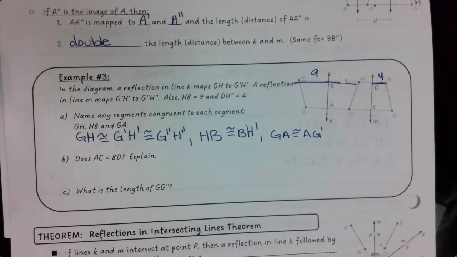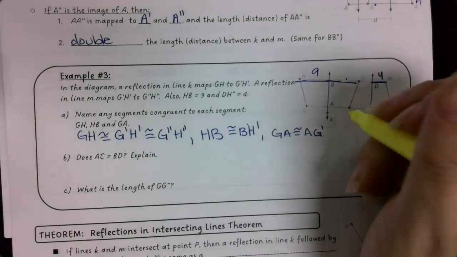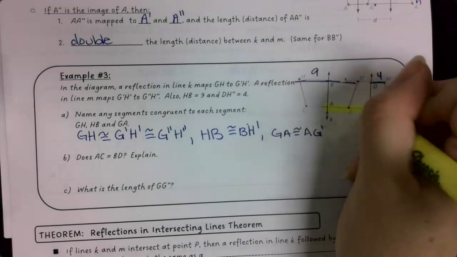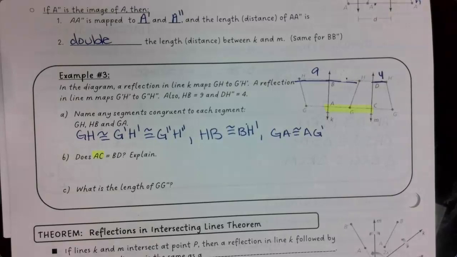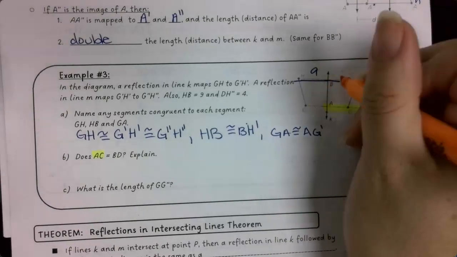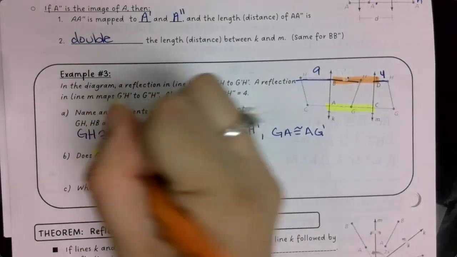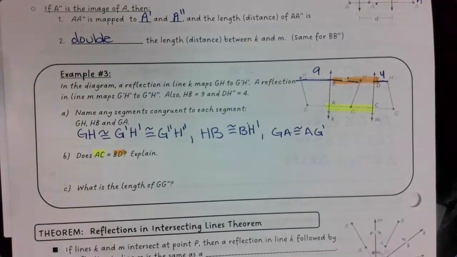So B is asking if AC is equal to BD. So right here, if this is equal to this distance right here. This answer is going to be yes, because parallel lines are equidistant.